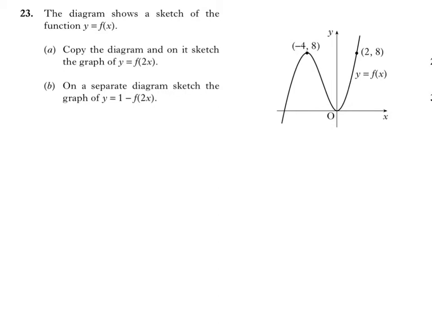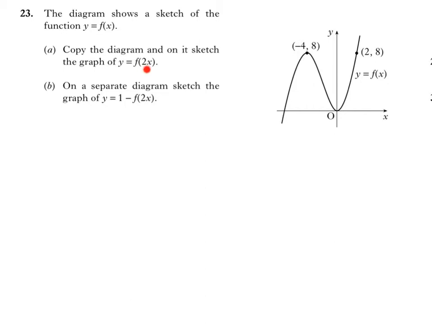Section 3, question 2. The diagram shows a sketch of the function y equals f of x. Copy the diagram and on it sketch the graph of y equals f of 2x. So f of 2x, what that indicates is a horizontal compression by a factor of 2. So in essence what's happening is the thing's going to get squashed in by a factor of 2 horizontally.